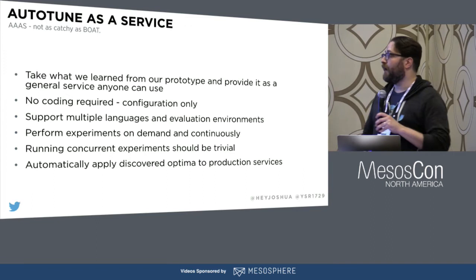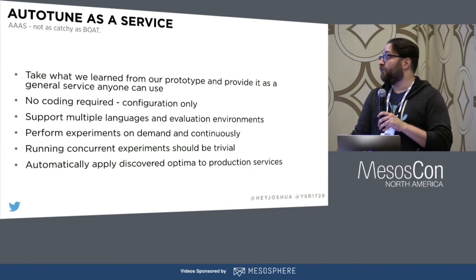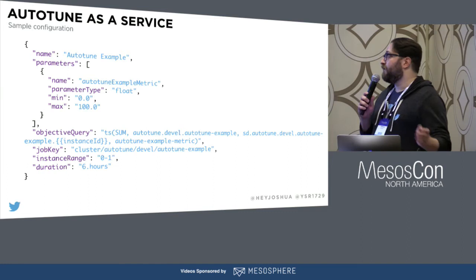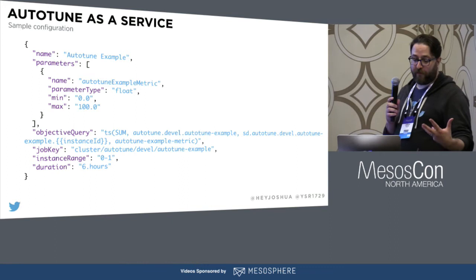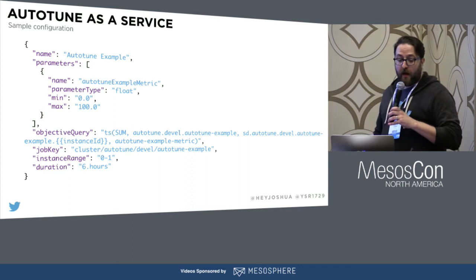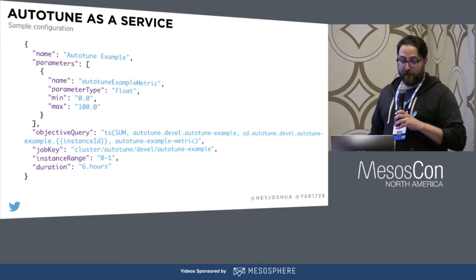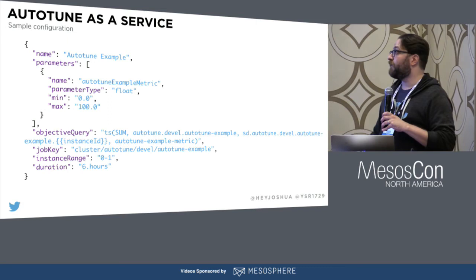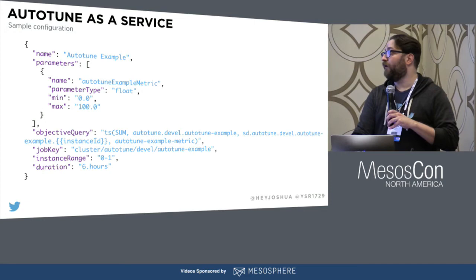And it should just basically, as you would want from any service, be really easy for our engineers and SREs to run. So this is an example of what an AutoTune configuration file looks like. Essentially, you give it some parameters that you want to optimize for. I'm just showing one here for the sake of space, but it could be any number of parameters. You give it an objective query, which is essentially the function that we're trying to optimize, a job key to identify this in our Aurora Mesos cluster, the range of instances you want to experiment on, and how long each experimental evaluation should run for.